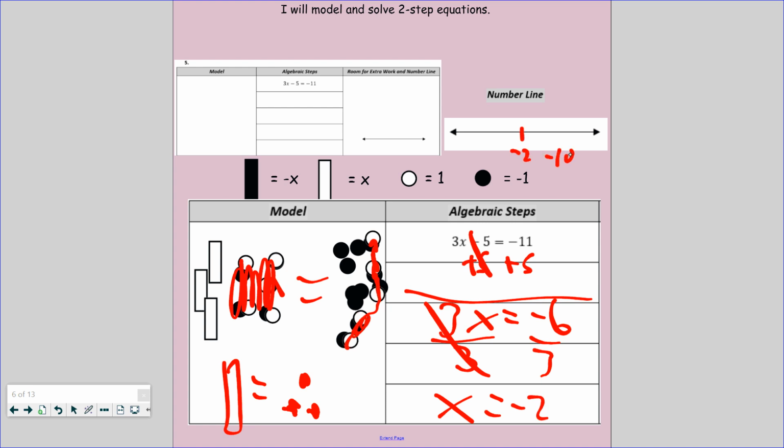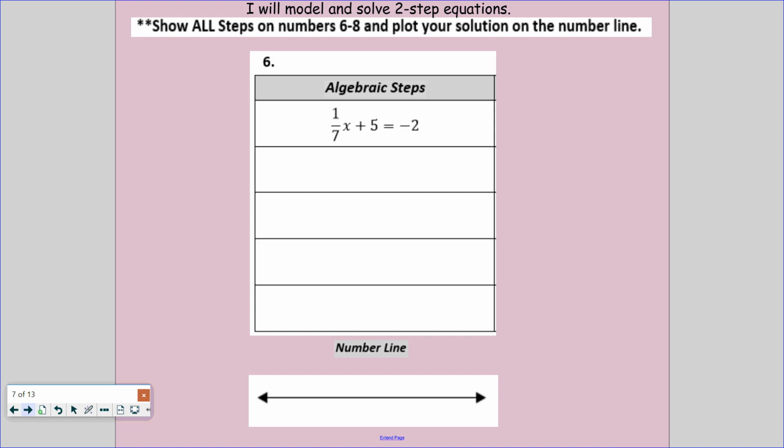-2, -1, 0, -3, -4, and open dot or closed dot? Because x equal to -2 is part of the answer. And now, what if you are tired of modeling? I'm tired of modeling. Could I do it without modeling? Well, let's see if it's possible.